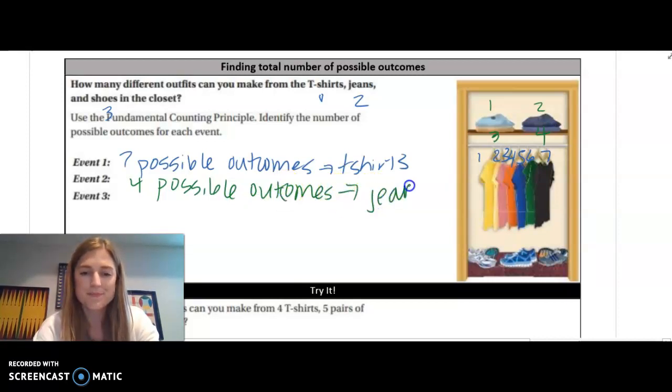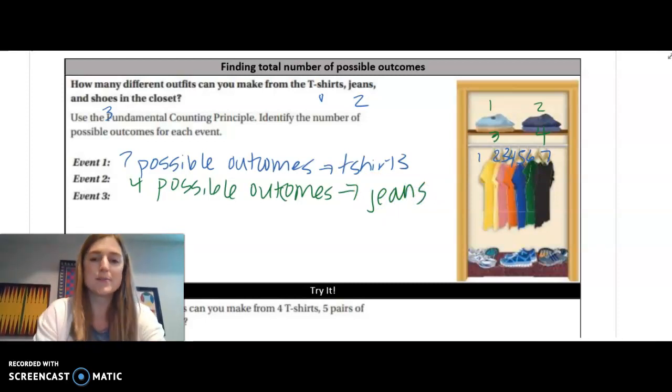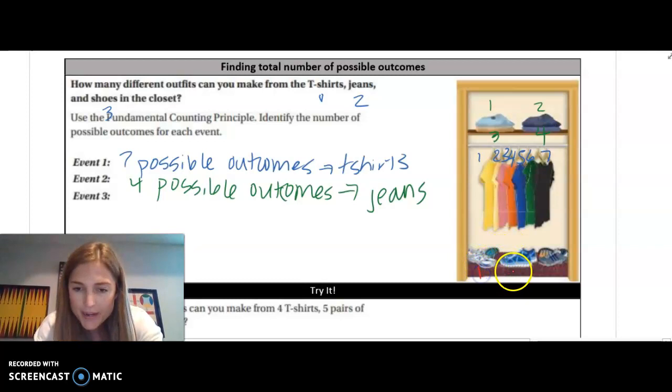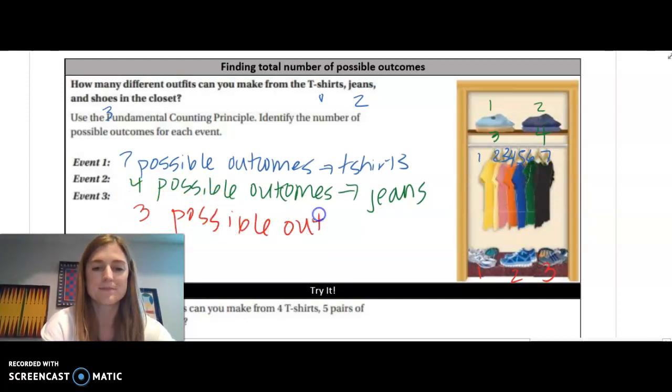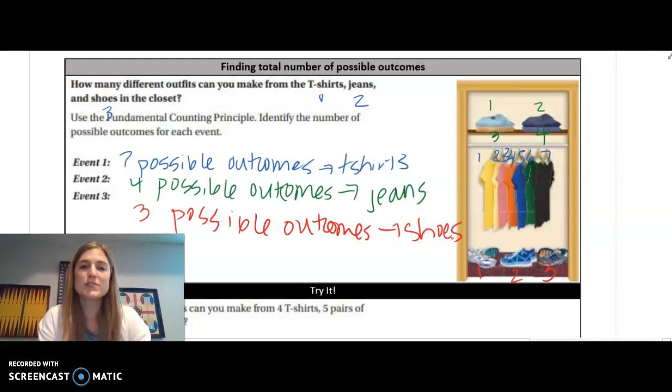Jeans. All right, last but not least, I got to put some shoes on. So I'm going to choose from 1 pair, 2 pair, and 3 pairs. I have 3 possible outcomes for shoes. All right, and I'm going to use the fundamental counting principle to identify the possible outcomes for each event.